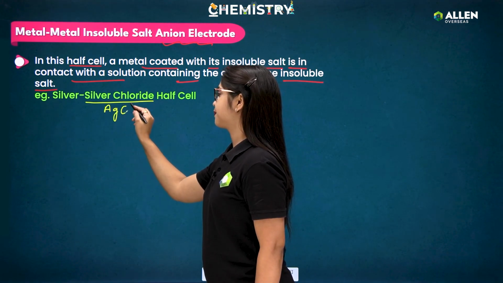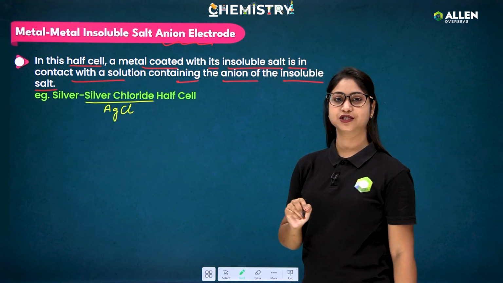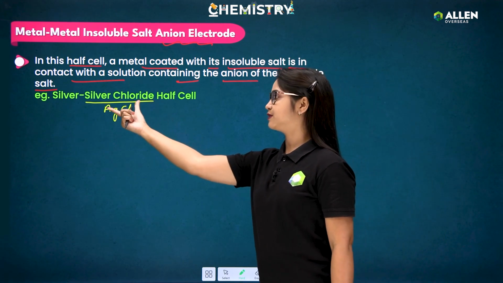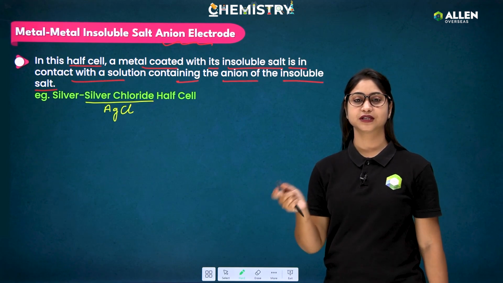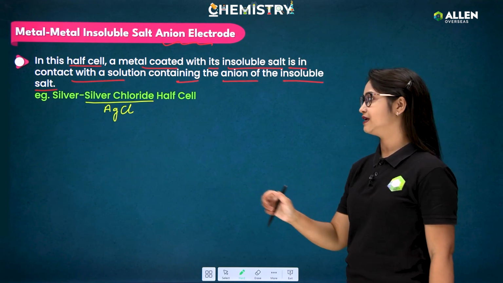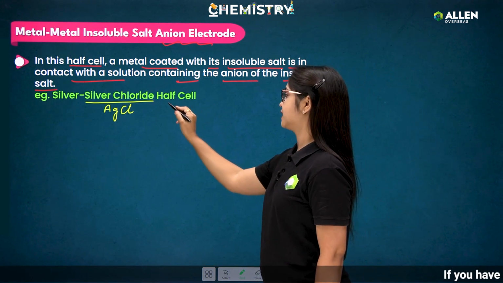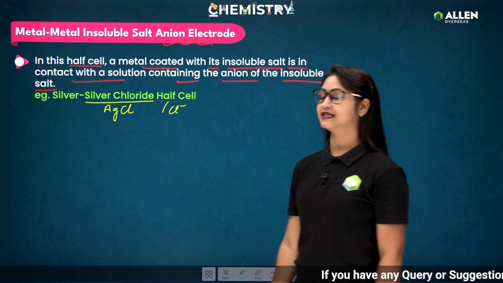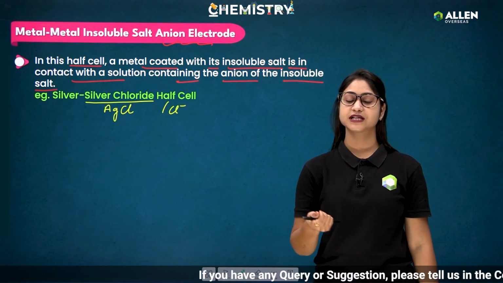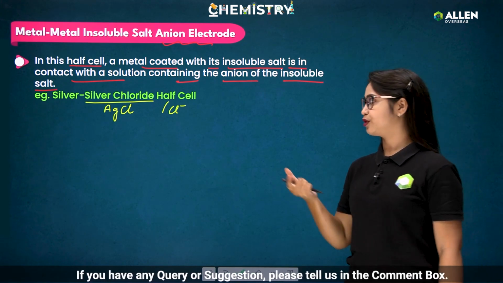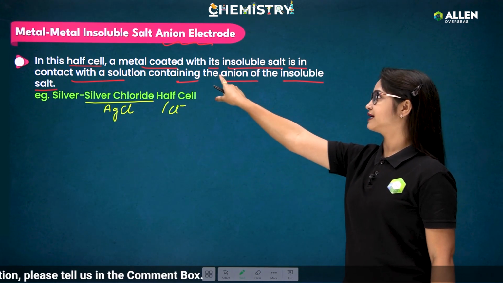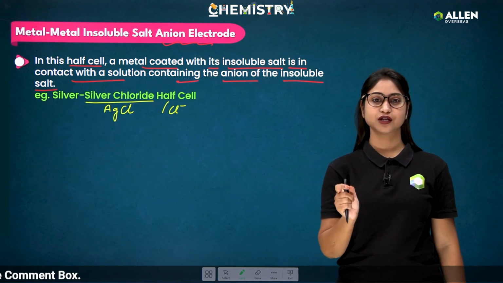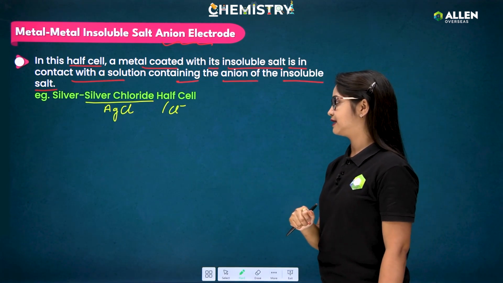For example, here the insoluble salt is AgCl. So now when I will dip this wire coated with the silver chloride in the salt solution, that salt should be containing the Cl minus ion, right? For example, we can take KCl. So potassium chloride having the common anion, right? That's why we are calling it an anion electrode. So this anion should be common. This is the thing about this.